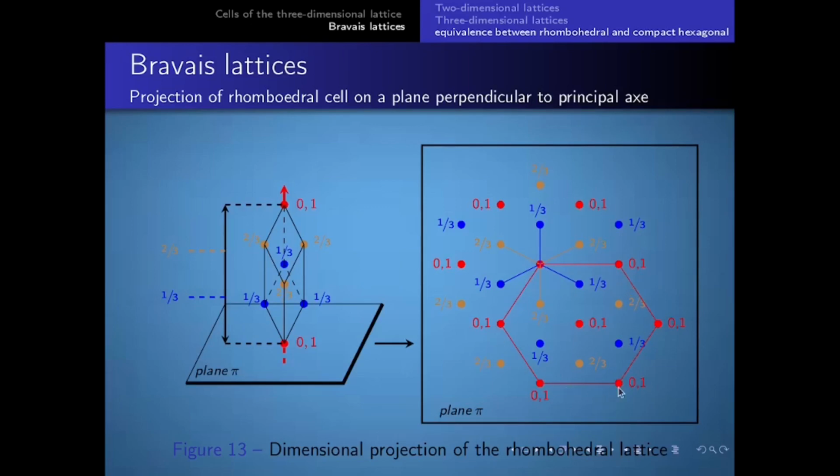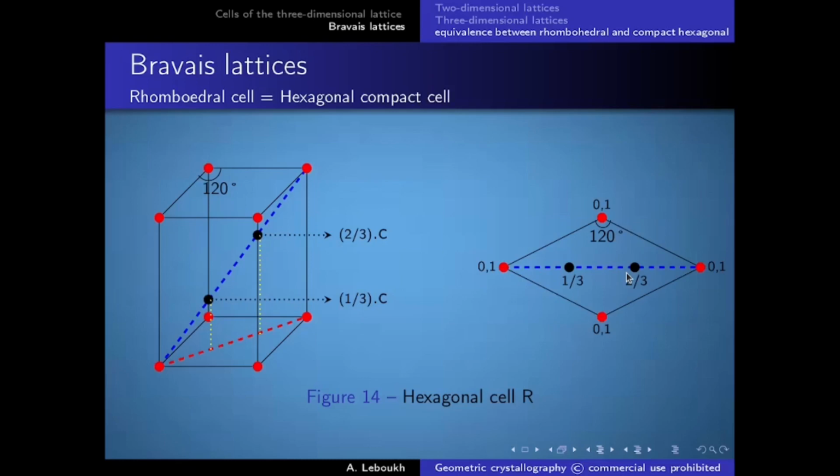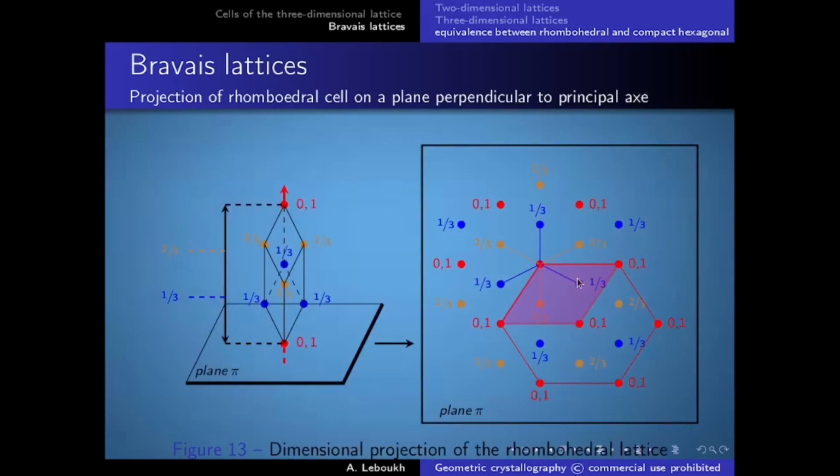Here we have a hexagon. And this cell is a multiple cell. It is formed by three equivalent cells. Here, 1, 2, and 3. We are going to color this cell here.